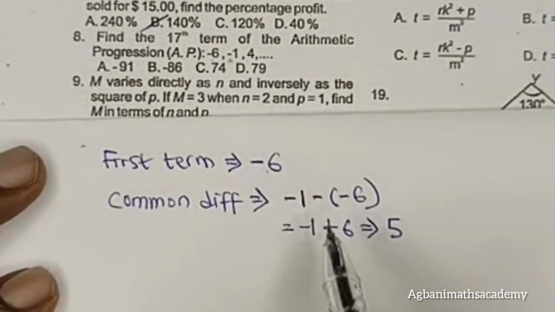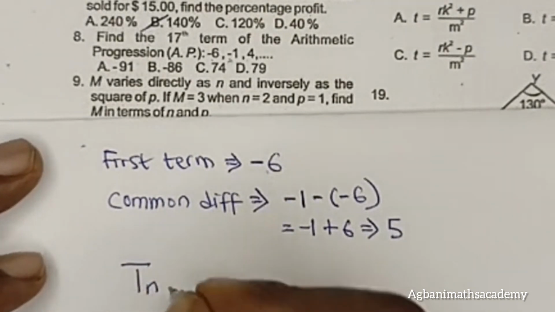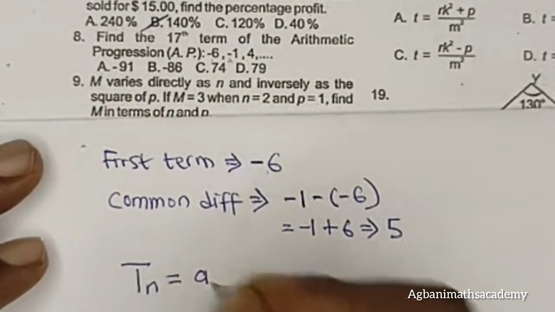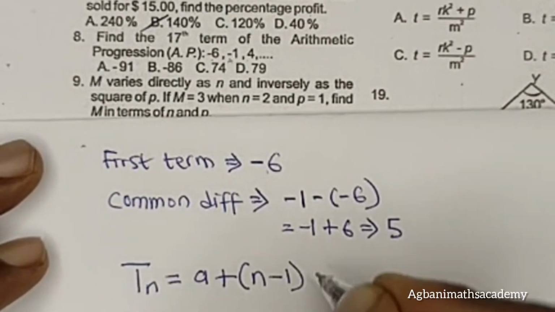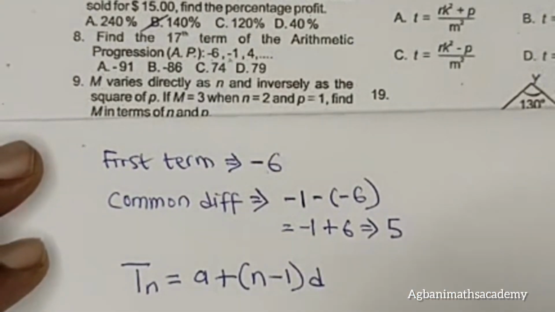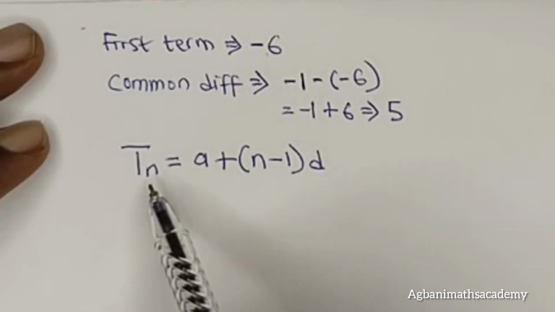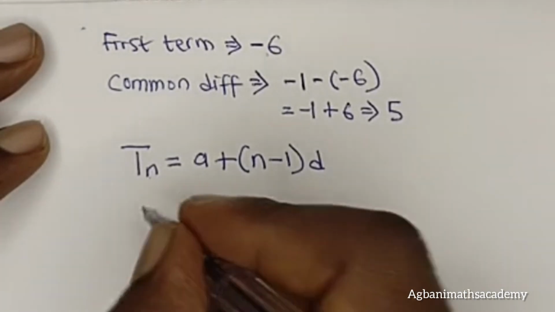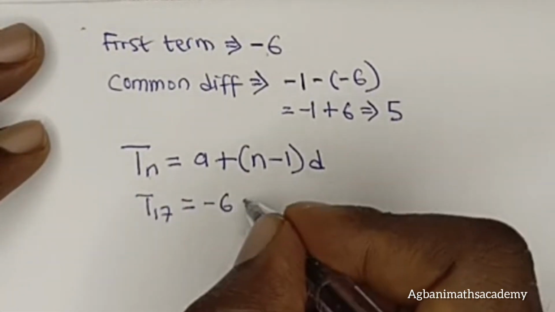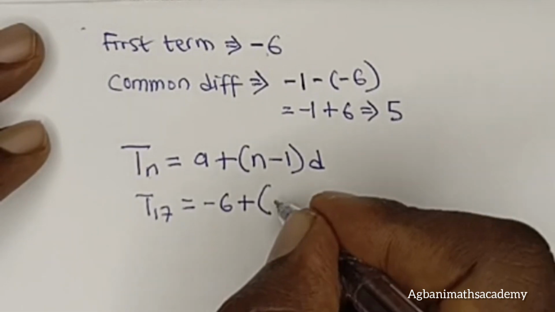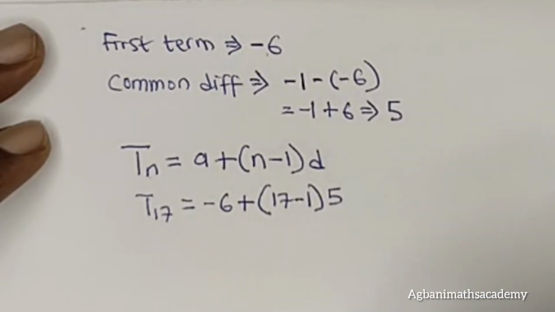Now we know the first term. We also know the common difference. So we can use the formula. The nth term of an arithmetic progression is the first term plus that particular term minus 1 multiplied by the common difference. Okay, so let's fix in everything we know. We are looking for the 17th term. So the 17th term is equal to the first term, -6, plus n is the 17th term, so 17 minus 1 multiplied by 5, which is the common difference.